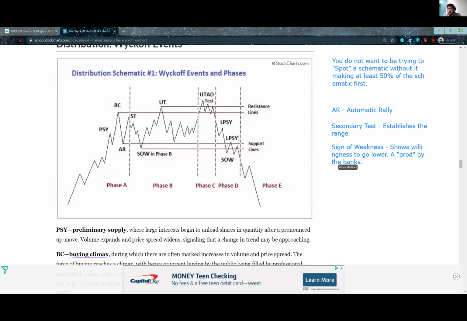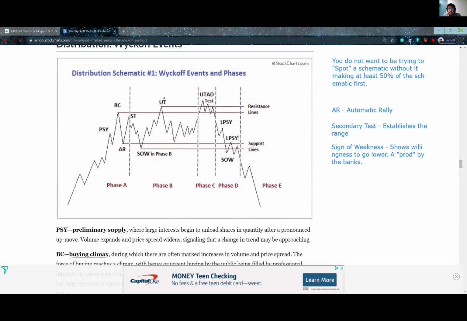And we're going to go over some live examples later on today so that we can actually understand what I'm saying. If banks don't have the power to break that range at the SOW and proceed regardless, this would result in a much weaker drive down than they were after. So if the banks do not have enough power to create the SOW, it would just reject off the AR and come back up to another range, or it would reject off the AR and continue up to the UT, which is our next phase.